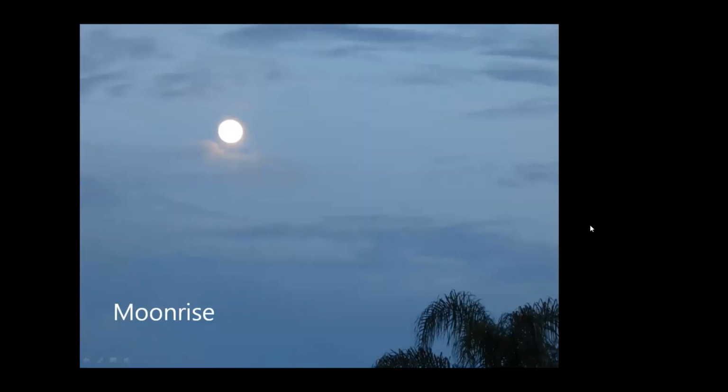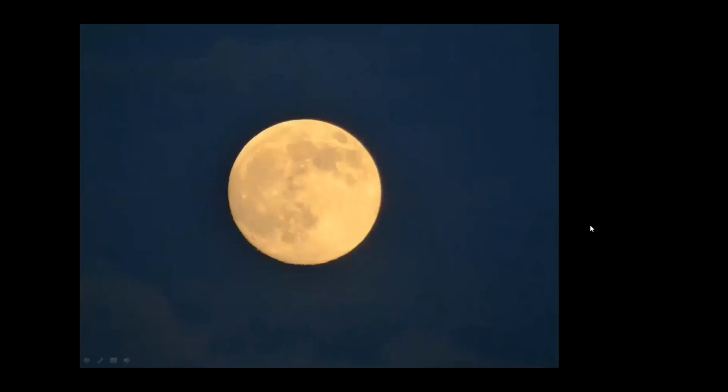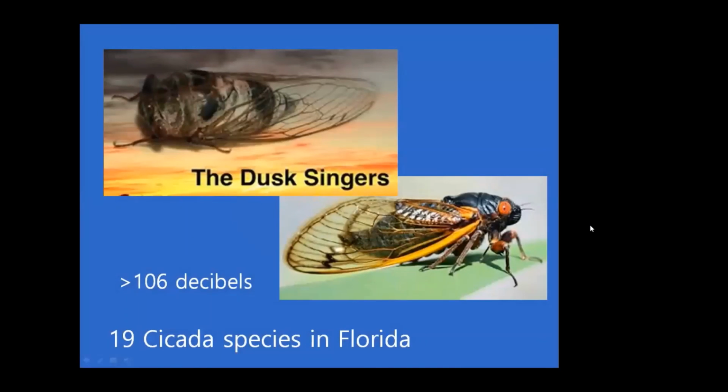Dusk. So now the moon is coming up. This is still from my backyard. Here it is, moonrise. And then we've got a whole different set of players, the Dusk Singers. The cicadas in Florida are periodic, but we have so many species that we are never without cicadas. There is a really loud one that seems to come about every 5 years. They can be deafening.